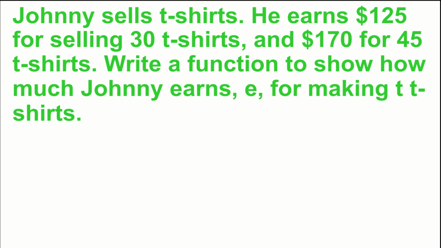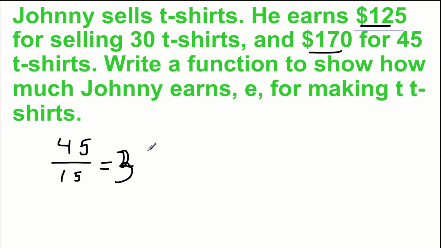So, just like we had been doing, to make the function, do change in y over change in x. Our y values are our money. X values are the number of T-shirts. So our y values are going from 125 to 170. That's an increase of 45. X values are going from 30 to 45. Increase of 15. That's making my slope here, not 2, sorry, 3.